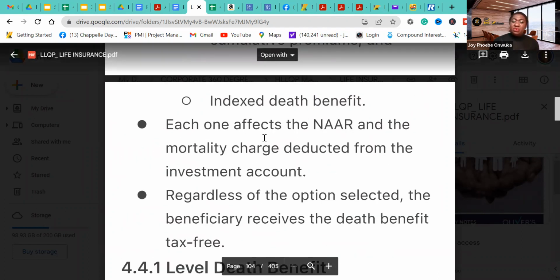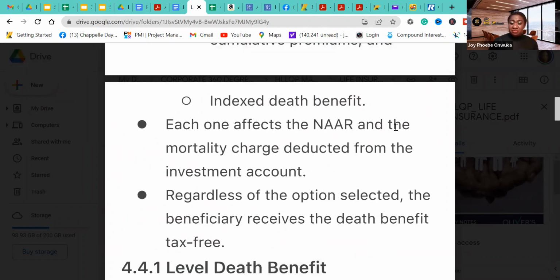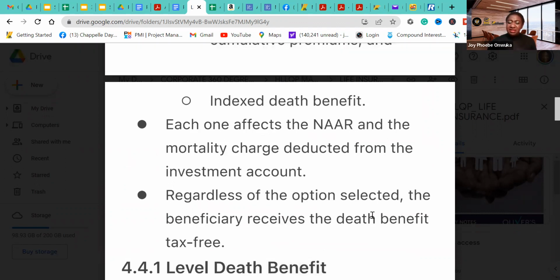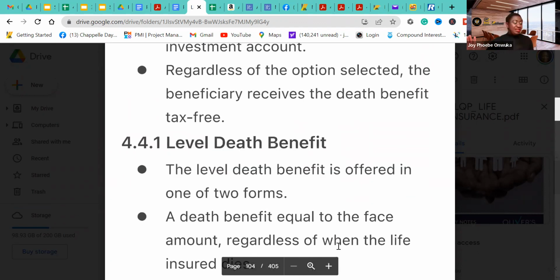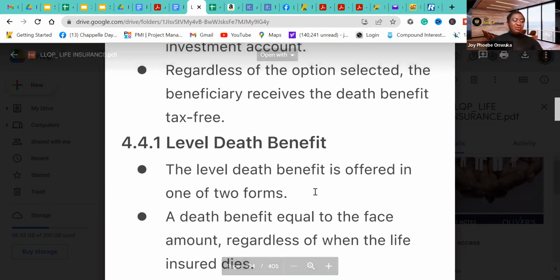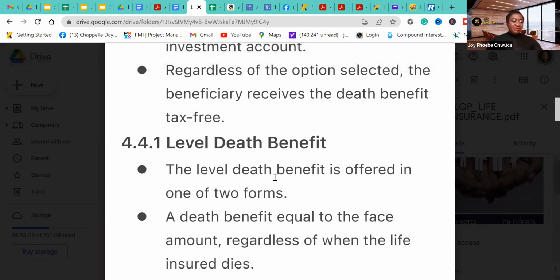Each one affects the net amount at risk and the mortality charges deducted from the investment account. Regardless of the option selected, the beneficiary receives the death benefit tax-free. All right, so now we are moving on to talk about level death benefit.